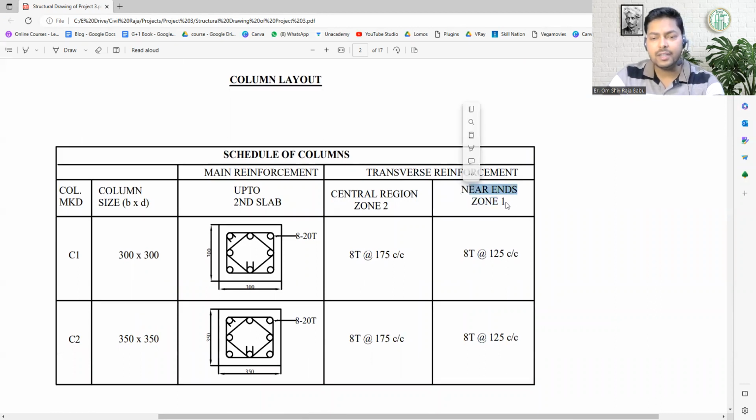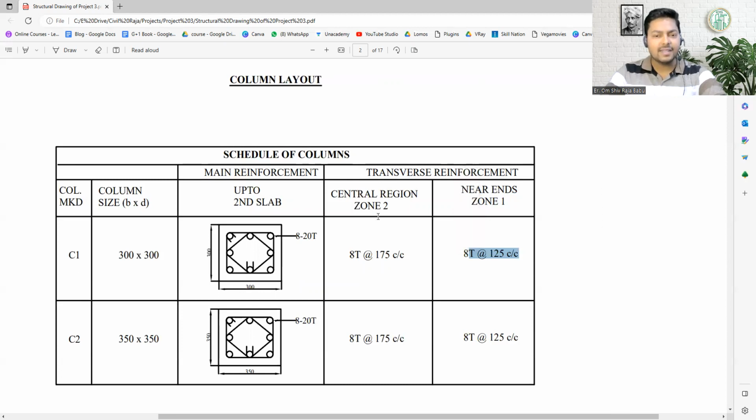Okay, now let's talk about the near end zones first. In the near end zones, wherever near the end, we need a larger number of stirrups because more reinforcement is required over there. So we cannot increase the diameter of the stirrups. What we can do is simply increase the number of the stirrups over there, and to do that, we can simply decrease the distance between the stirrups. So you can see over here, we have 8 dia bars placed at 125 center to center distance.